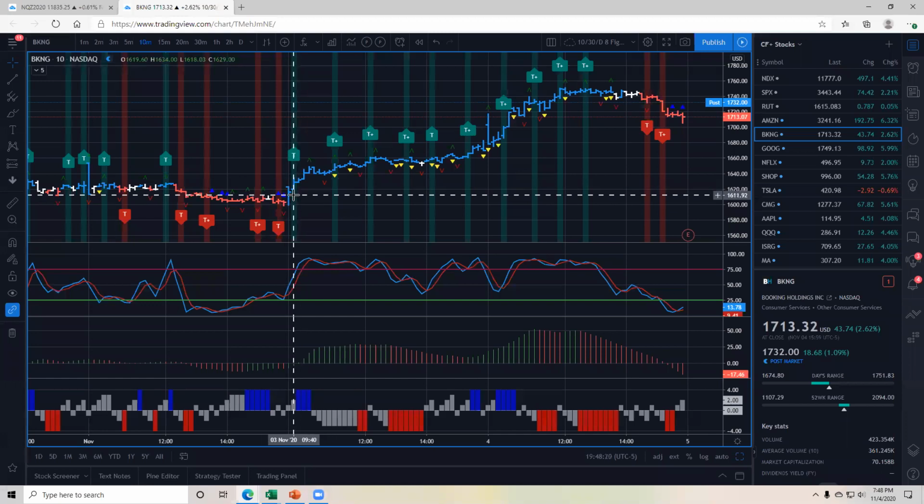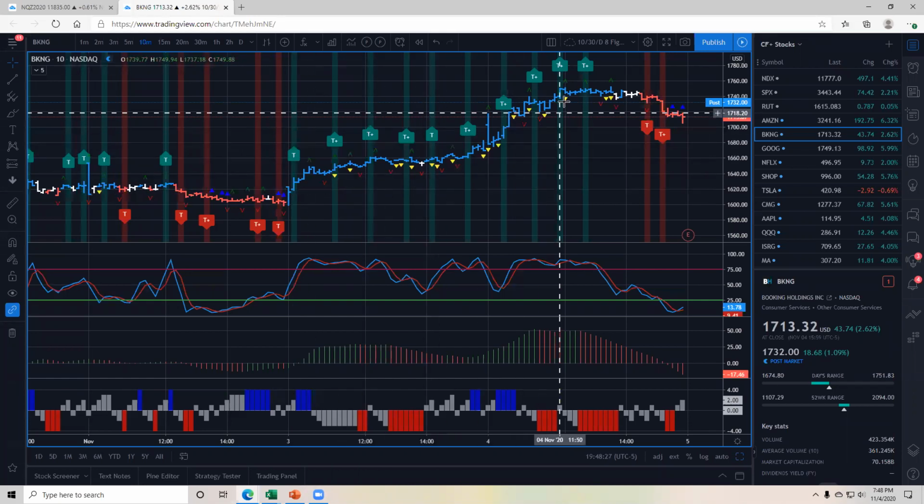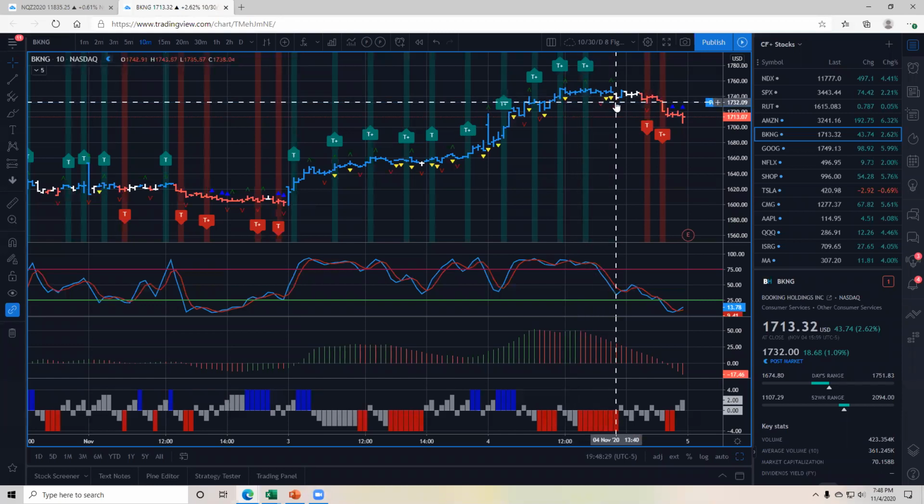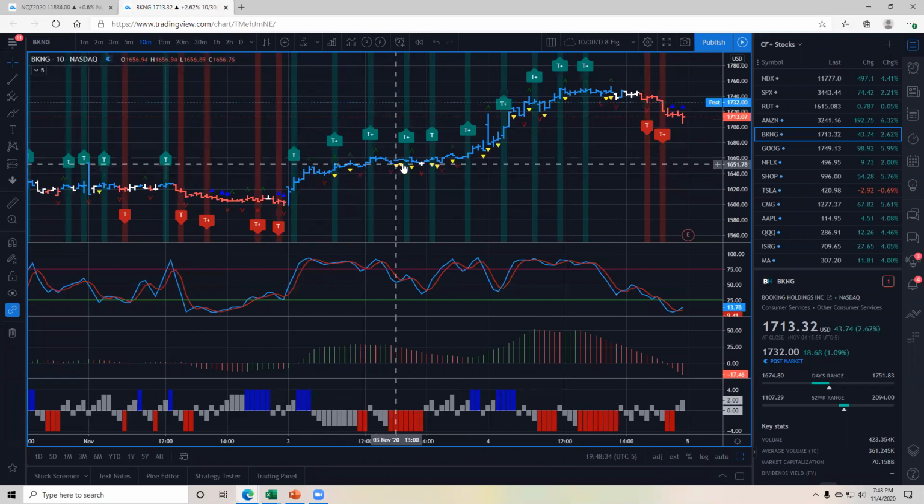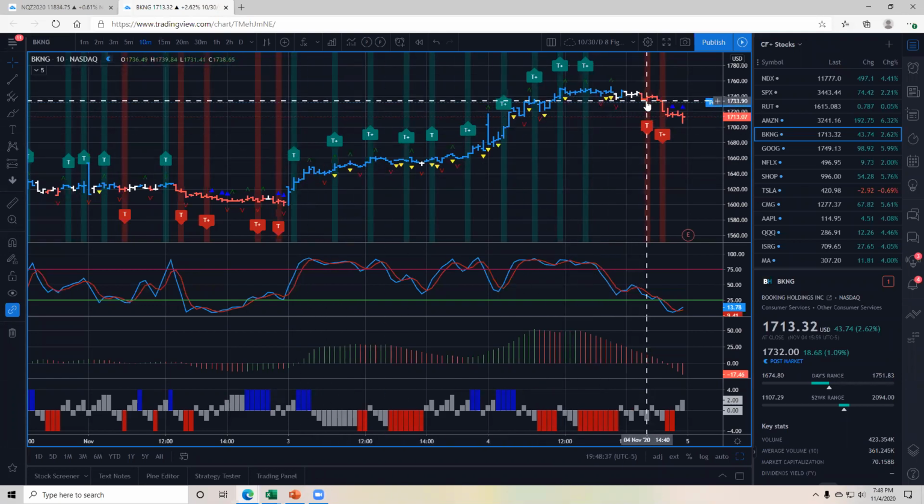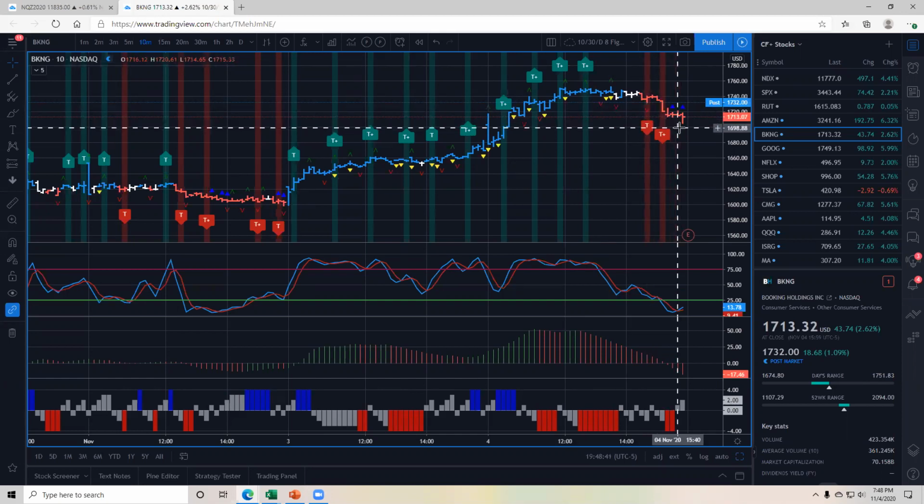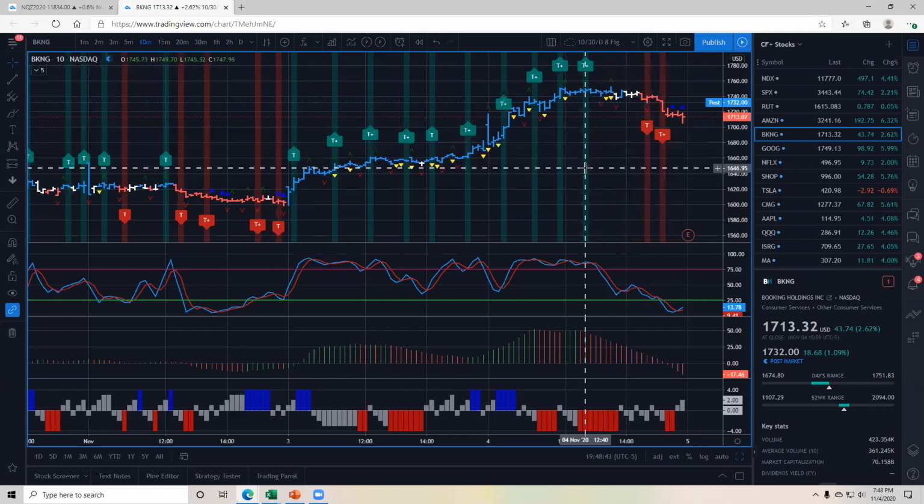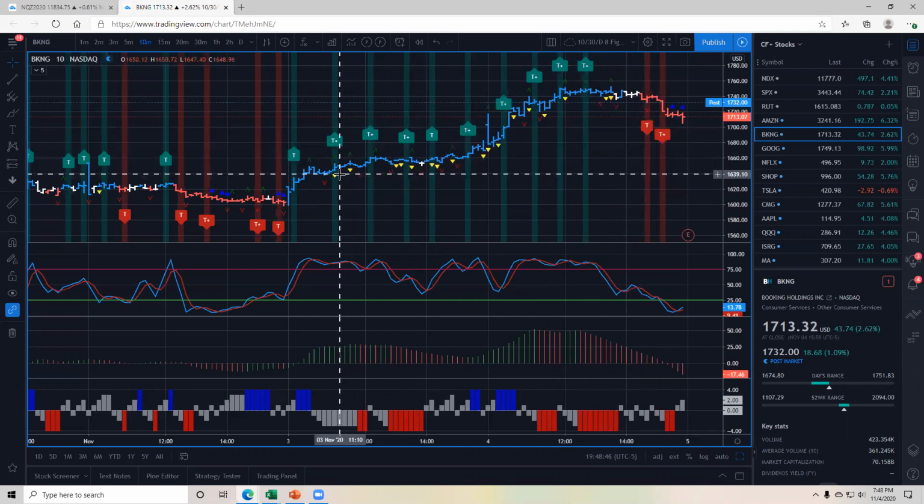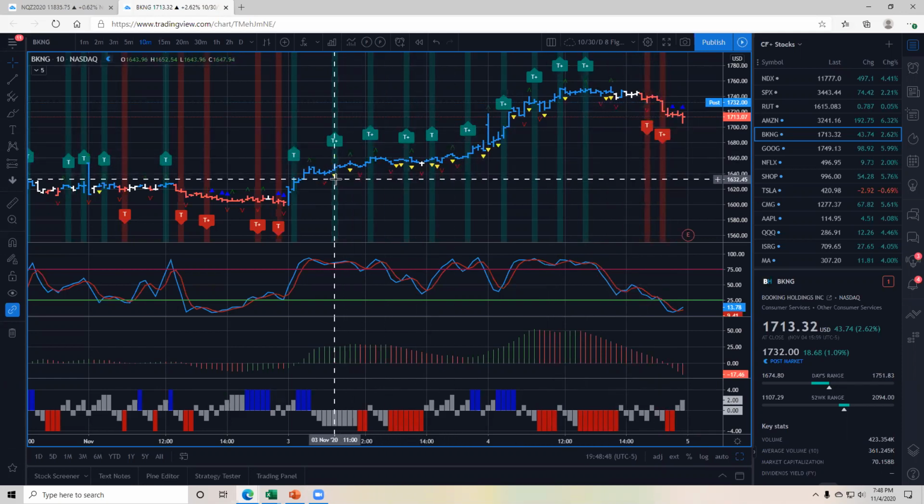Actually, this long trend ran from 9:40 a.m. on November 3rd. This is a 10-minute chart, by the way. And it looks like it ended at 1:40 today. So that was a nice run to the upside. And then here's a short trend that started at 2:40 today and is still in play. So once you learn how the signals are interpreted, you can use them whether you're trading futures, stocks, or options.